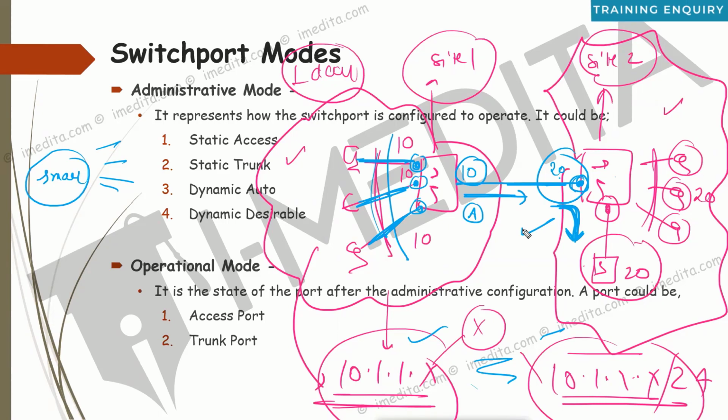Forget about the tagging concept. There is no tagging on the access port. So the data arrives onto the port. Port belongs to VLAN 20. The data will become part of VLAN 20. That's it. No tag. And if the port belongs to VLAN 20, the data can exit towards the ports in VLAN 20. Simple.